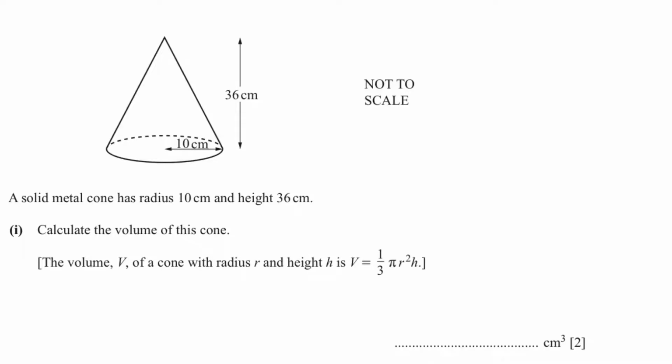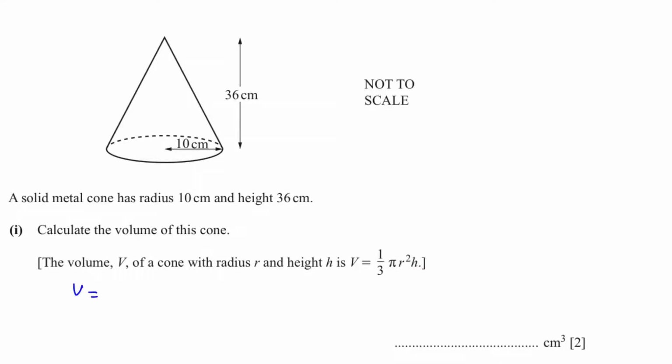B1. A solid metal cone has radius 10 centimeter and height 36 centimeter. This is the radius and the height. Calculate the volume of the cone. The volume of the cone we can find by using the formula given to us. Volume is equal to 1/3 pi r square h. R is 10 and h is 36.